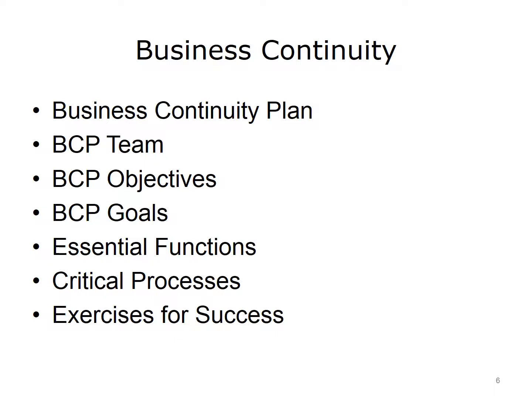Business continuity planning consists of developing the business continuity plan, forming a BCP team to write the plan and, in some cases, to be activated in case of an emergency, identifying the BCP objectives, defining the BCP goals, identifying essential functions and critical processes that must be restored for the organization to resume operations after the event, and developing exercises and a timetable for testing the plan to ensure that all perform as expected in the case where the BCP needs to be activated.